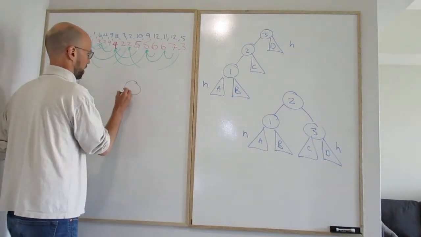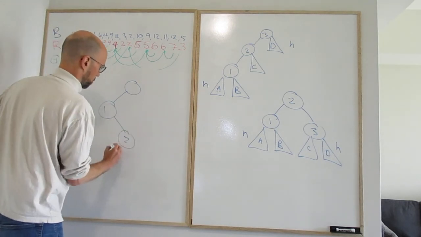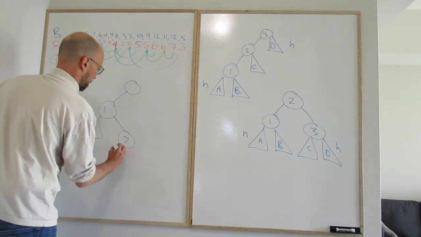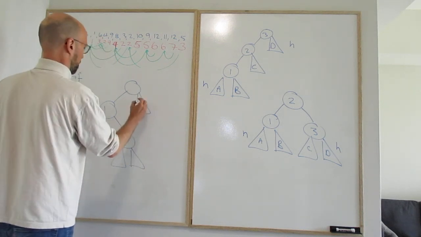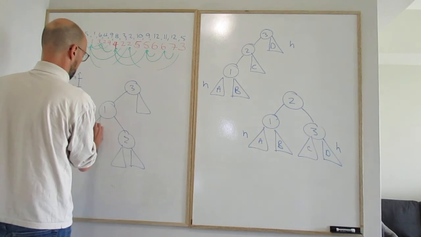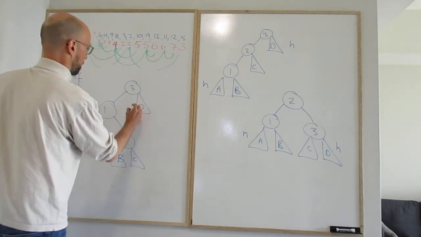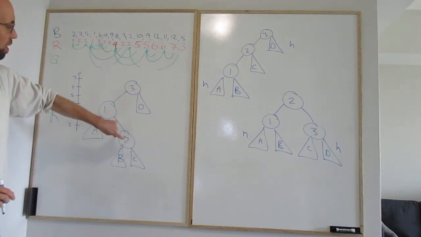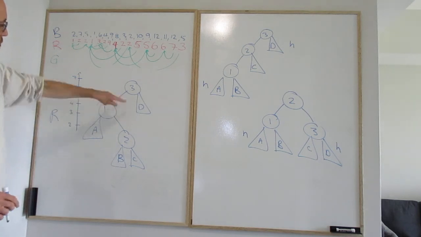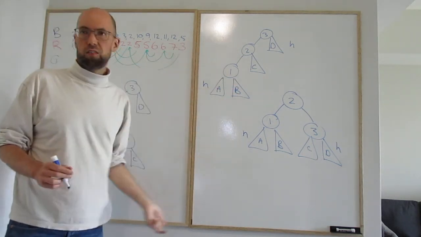There's only one other case really, which is sort of like when you have 1, 2, 3, A, B, C, D. To deal with this case, if this is too deep, then you rotate this up and you get this case. And then you rotate it again and you get this case.